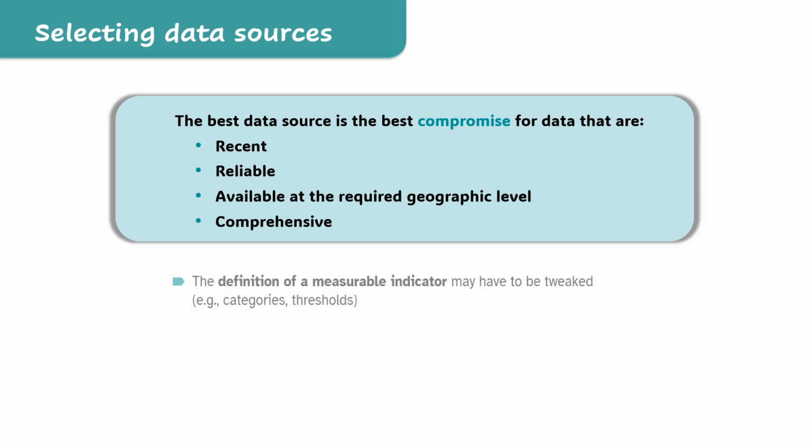The definition of measurable vulnerability indicators may have to be tweaked to be measurable using available data sources. For example, to match existing categories or thresholds.